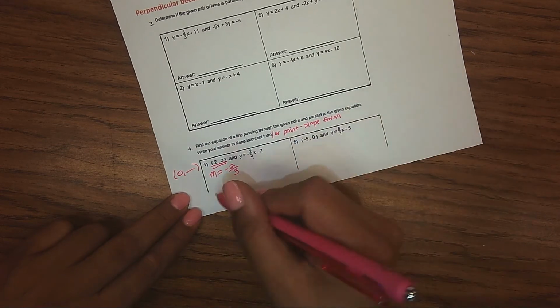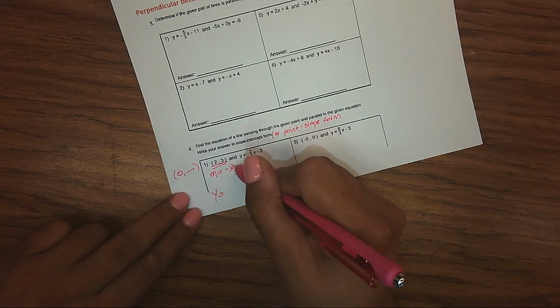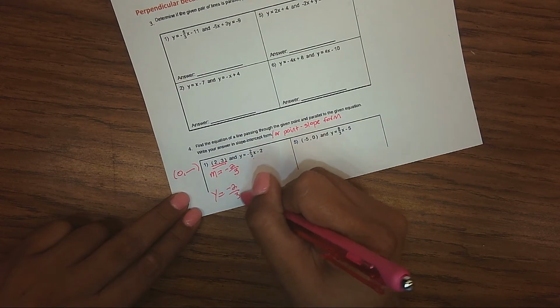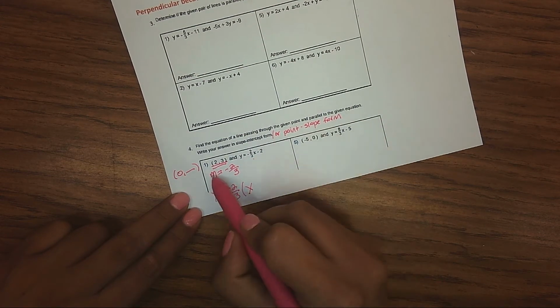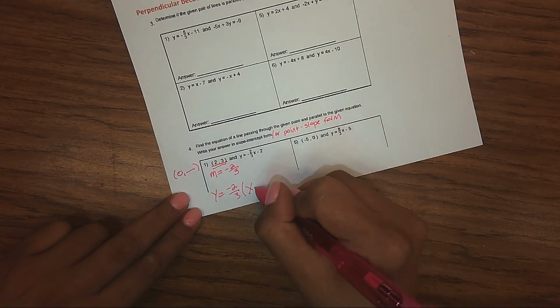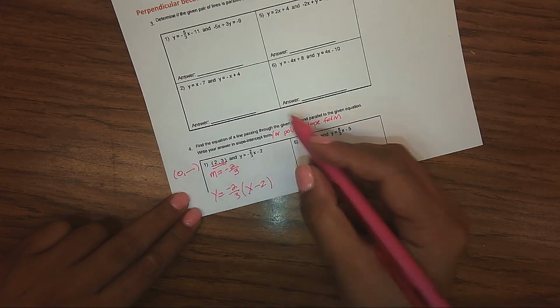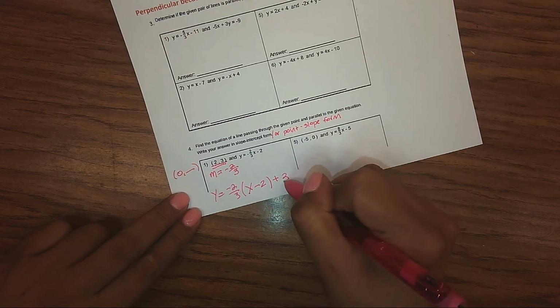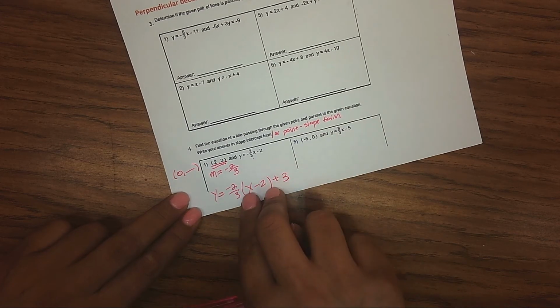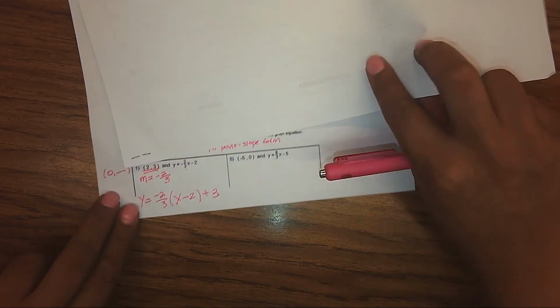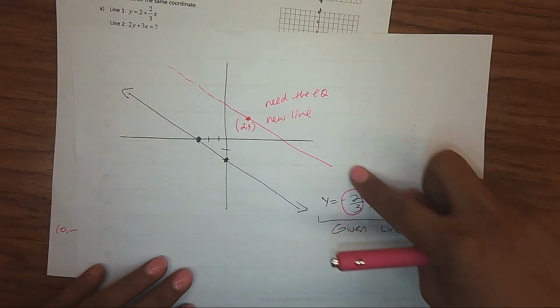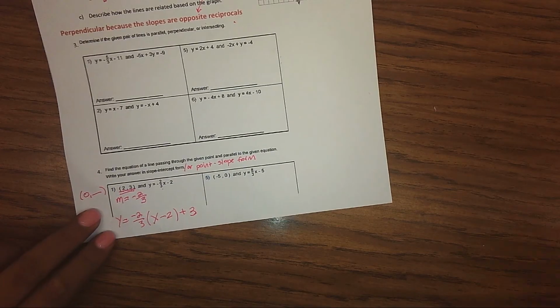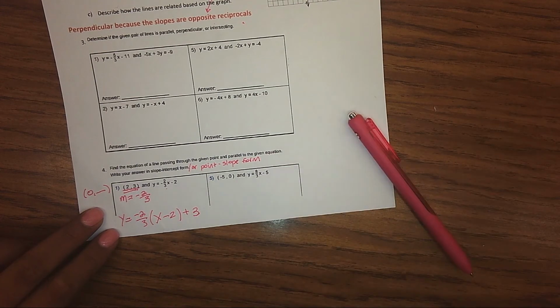So here's the answer. Y equals, this is the slope. X is going to stay. My other x value is 2. And the y value is 3. And that's it. Leave your answer like that. So we just found the equation of this line, and that's the answer. Okay, now you can start the homework.